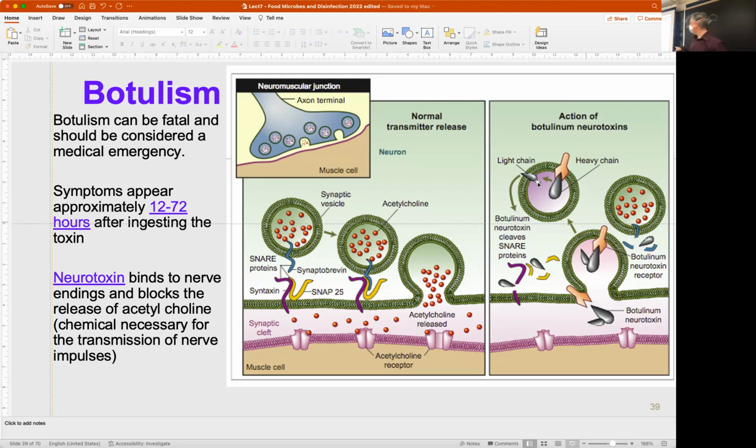So as you can see here, the acetylcholine is lost. And now the toxin goes into the muscle, and the muscle just doesn't get the message. So the muscle doesn't know that it has to respond or it has to move. So we have here: neurotoxin binds to the nerve endings, blocks the release of acetylcholine, the chemical necessary for the transmission of nerve impulses. Okay, so that's there.